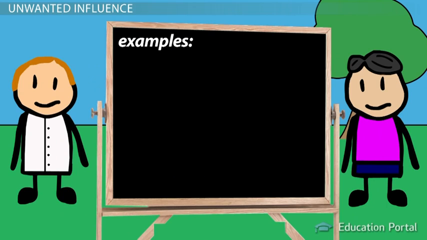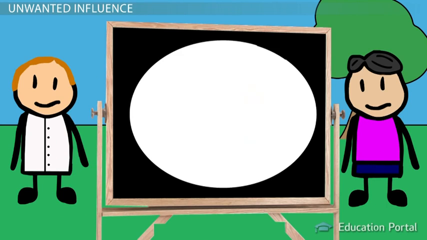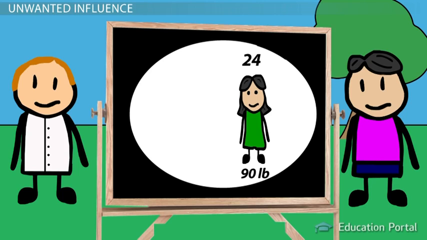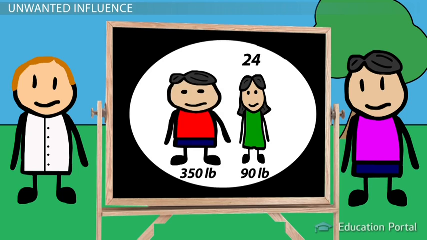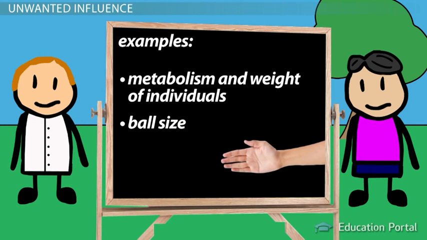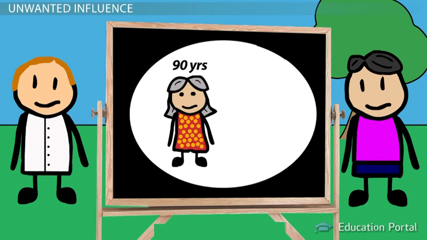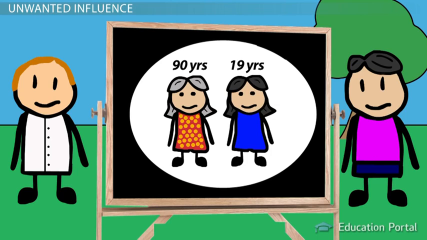Some examples would be metabolism and weight of the individuals. For example, a 90-pound woman not eating for 24 hours compared to a 350-pound man not eating for 6 hours. Ball size. People with smaller hands may have a difficult time handling a large ball. And age. A 90-year-old person will perform differently than a 19-year-old person.